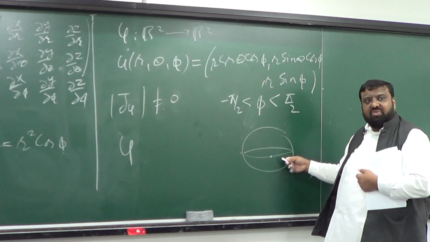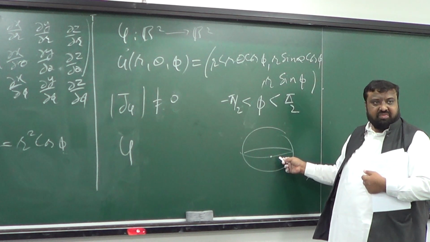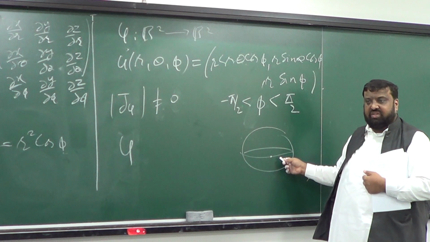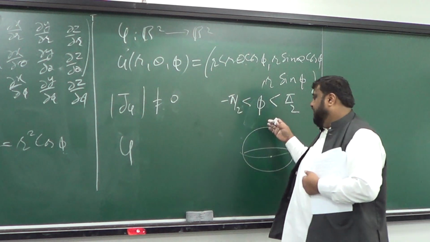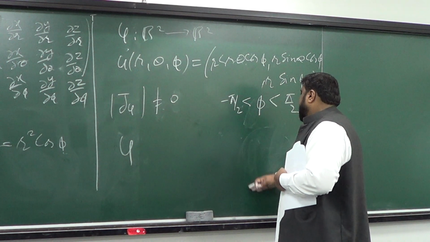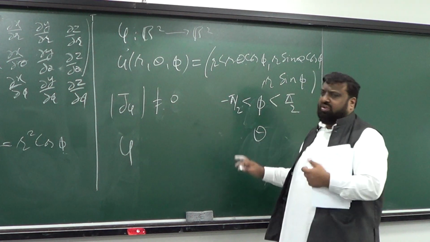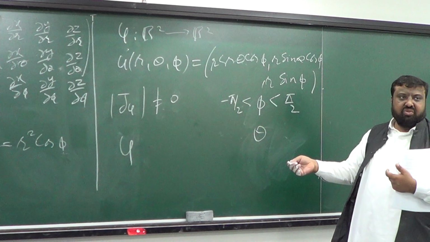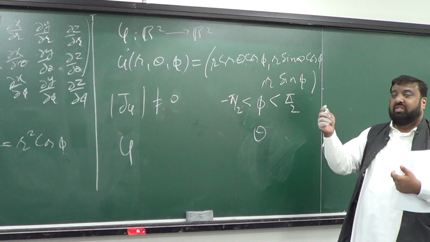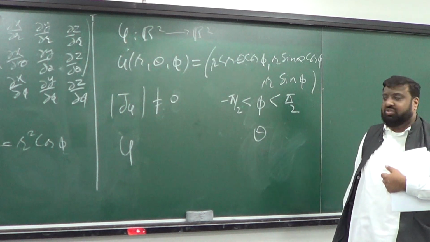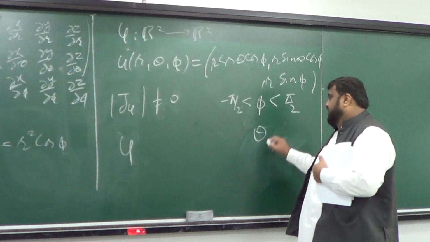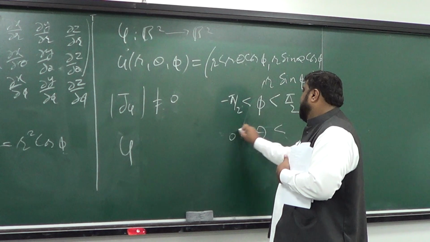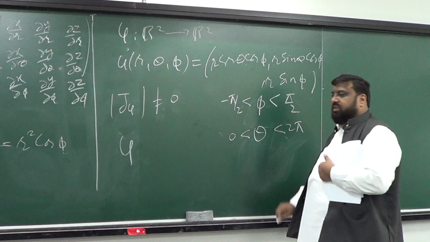Then you have trouble. So what should be the restriction on theta? If you're only interested in the interval, if you want to revolve around the sphere once, not more than once, what should be the restriction? The revolution should be between 0 to 2 pi.